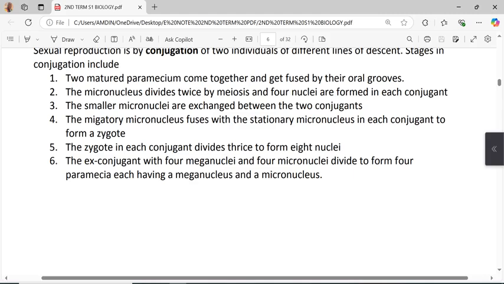5. The zygote in each conjugant divides to form 8 nuclei. 6. Each conjugant, with 4 meganuclei and 4 micronuclei, divides to form 4 paramecia, each having a meganucleus and a micronucleus.